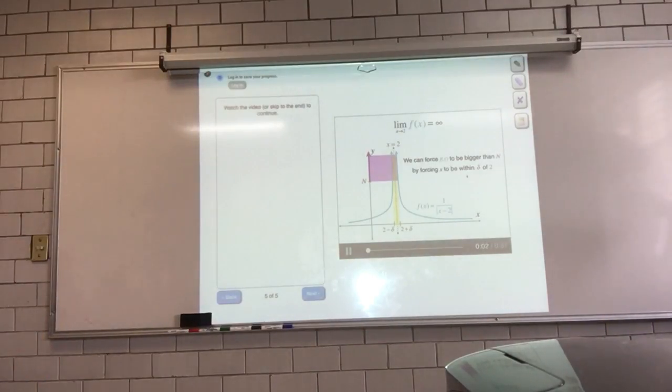Right. By making x within 1 over n of 2, we force f of x to be bigger than n. In other words, we can make the function arbitrarily large as we get closer and closer to x equals 2. All we have to do is choose a smaller and smaller interval around 2, like this. So that's what it means when a limit equals infinity. If you ever have to convince someone that a function goes to infinity, show them that no matter what big number n they come up with, you can always make the function bigger than n by forcing x to be very close to the number underneath the lim.